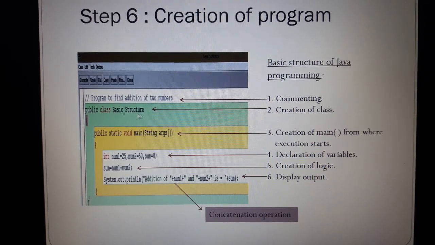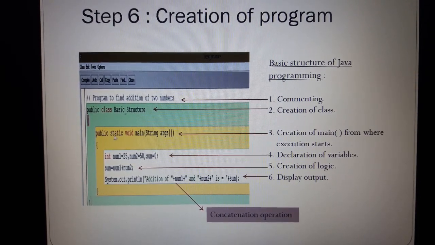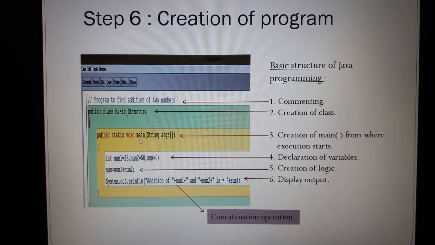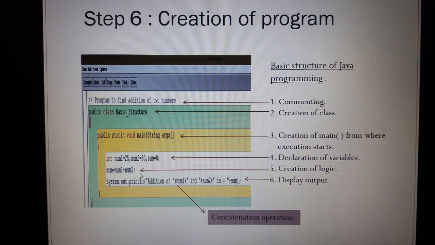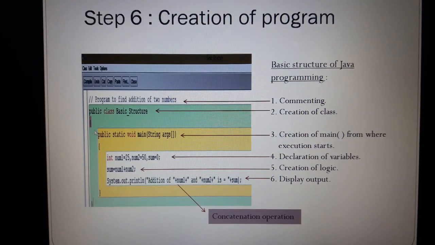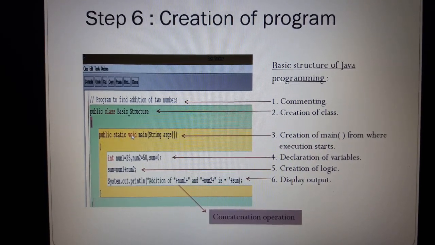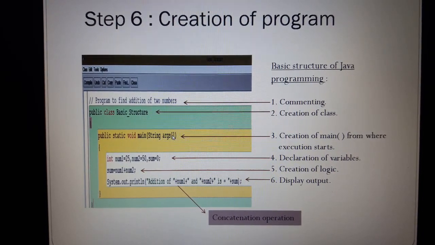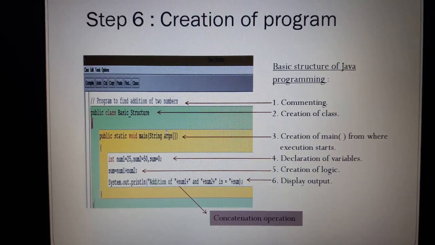Then inside that class we have to create a main function, because main function always runs. It only contains the logic part. That's why we have to write public static void main, String args square brackets. In my next slide, I am going to tell you about String args.